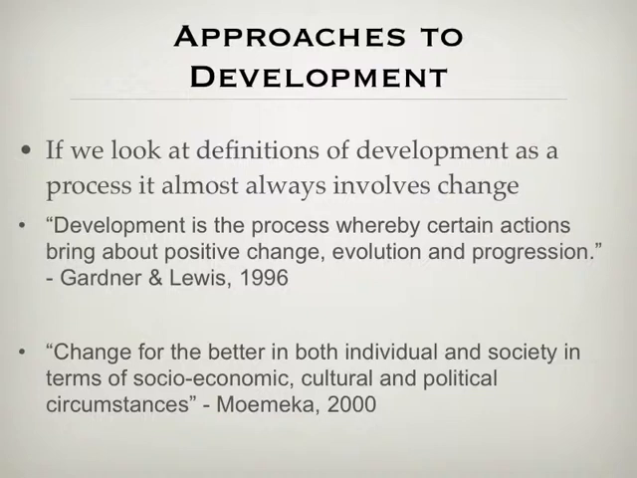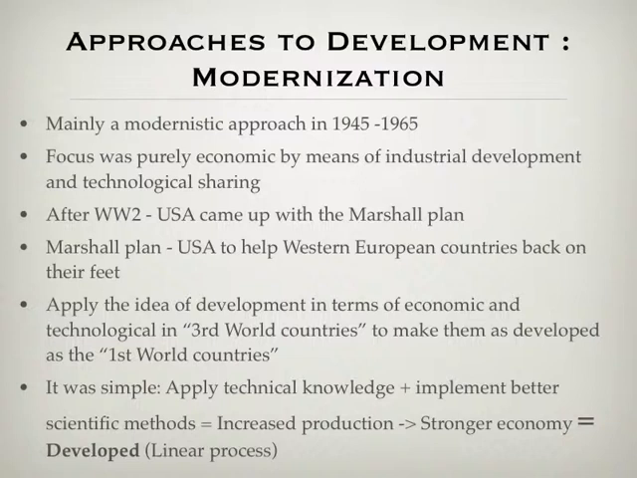Okay, so Gardner and Lewis define development as a process whereby certain actions bring about positive change, evolution, and progression. Mumeka said that it's a change for the better in both individual and society in terms of socioeconomic, cultural, and political circumstances. So something has to happen to bring about this positive change. Where does this idea of development come from? And I apologize if I'm boring you with modernization.